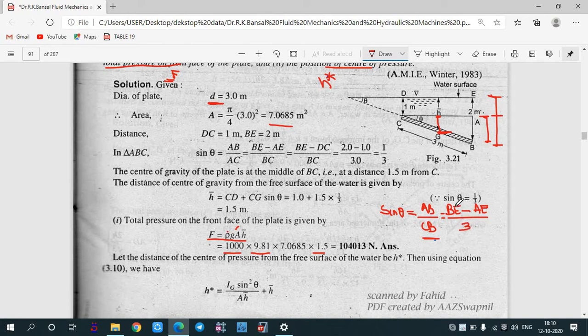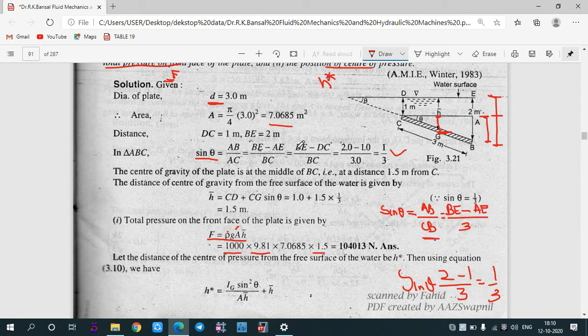Okay, what is the value of BE that we have? We know that it is 2 meter. Over here I can write 2 meter. We know the value of AE. Okay, so AE is 1 meter, divided by 3 meter. So the final value for sine theta is 1 by 3. As you can see, it is clearly written over here. Sine theta is coming out to be 1 by 3. Okay. Hope this is clear to you all.